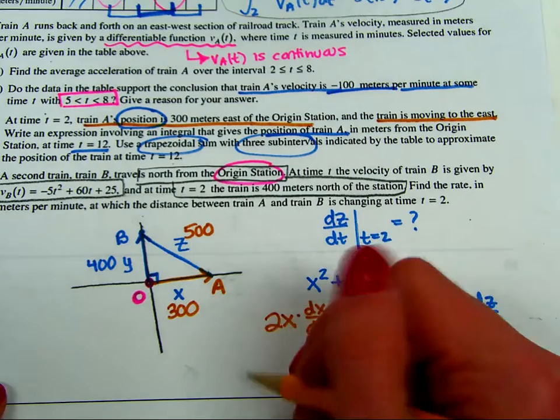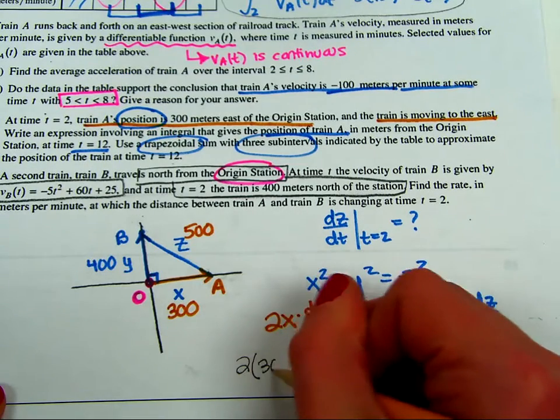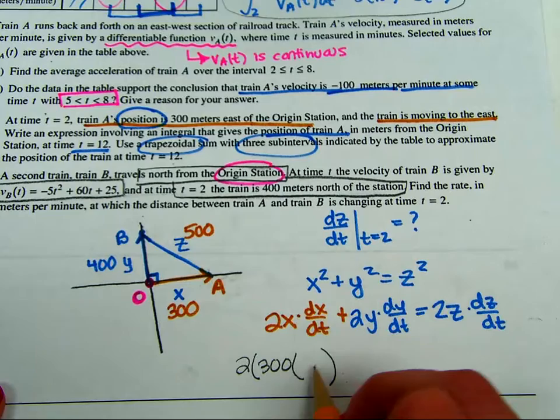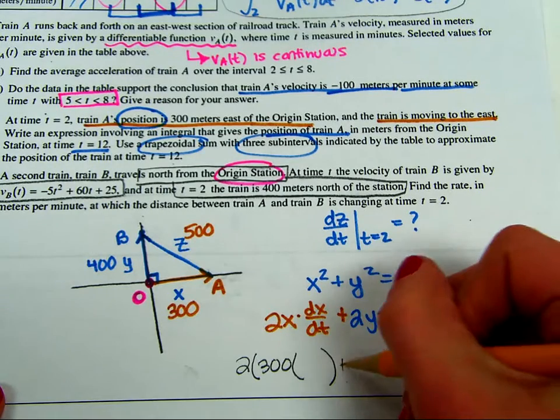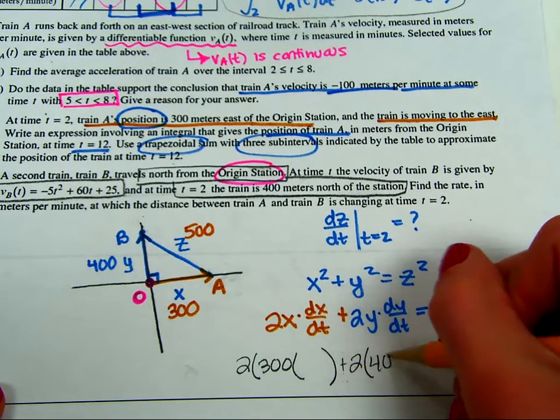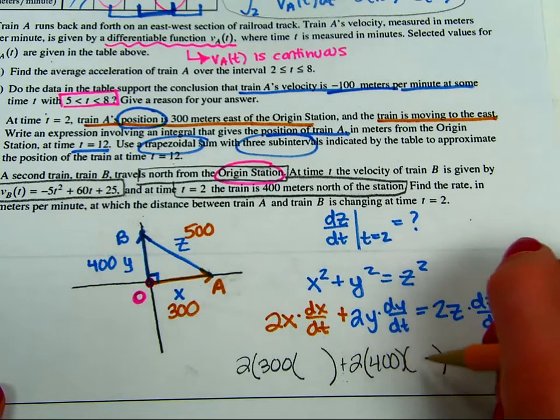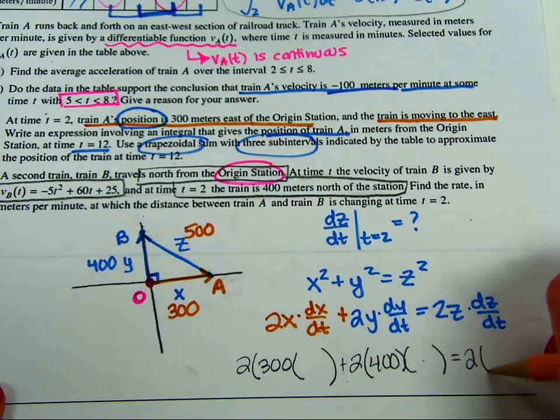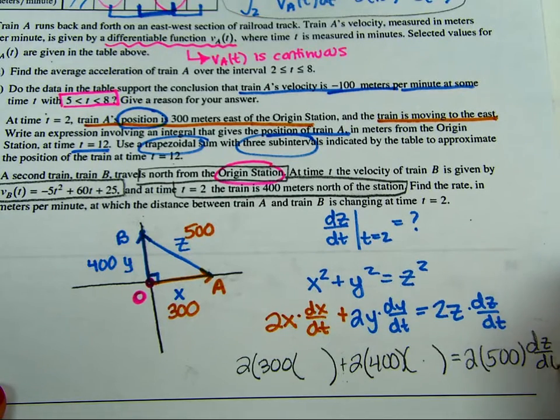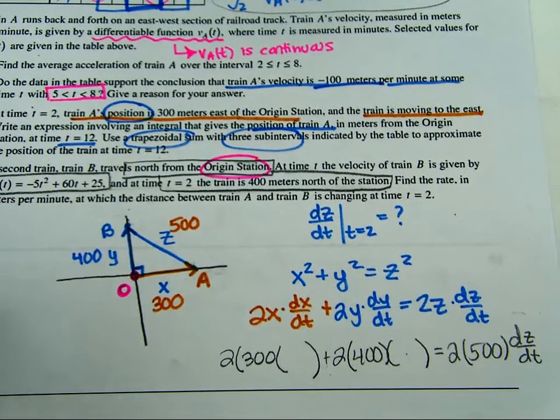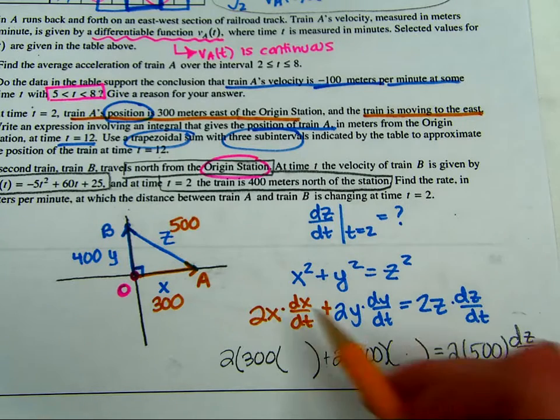So for x, we'd get 300. I might leave this blank, I don't know what it is yet. Plus 2 times y was 400. I'm leaving this blank, I don't know what that is yet. Times 2z is 500. And dz dt is what we're finding. So I'm going to leave that right there. We've got to figure out the rate at which x is changing with respect to t.